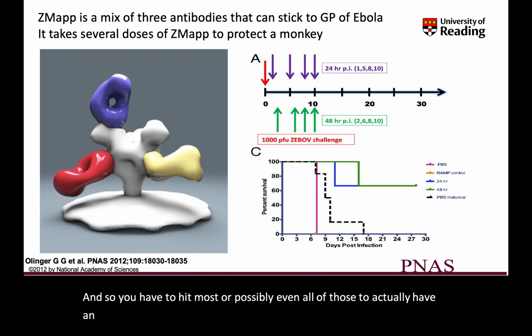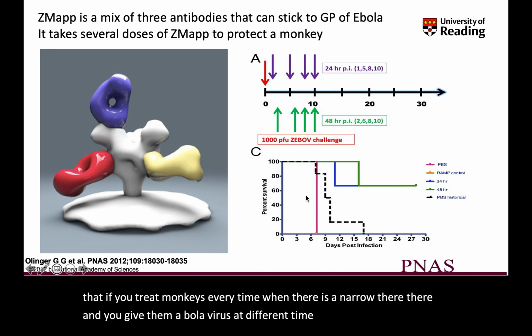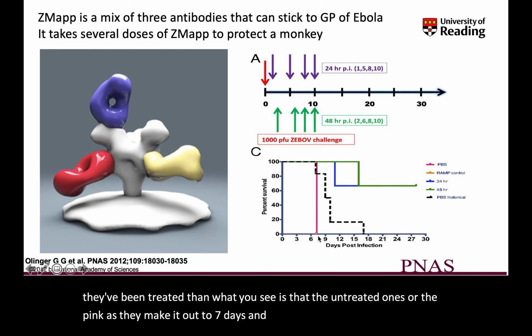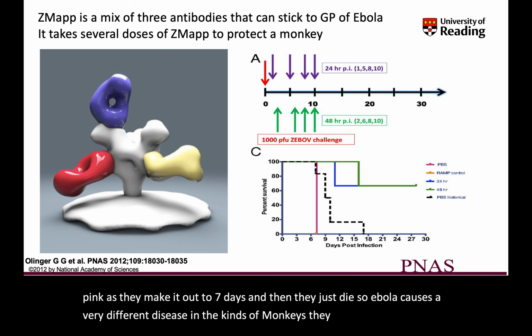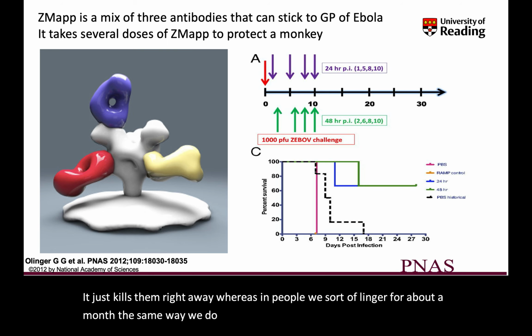So they tried treating monkeys with this, and what they found was that if you treat monkeys every time there is an arrow, and you give them Ebola virus at different time points, but always after they've been treated, then what you see is that the untreated ones are the pink, and so they make it out to 7 days and then they just die. So Ebola causes a very different disease in the kinds of monkeys they were using for this study. It just kills them right away, whereas in people we sort of linger for about a month. The same way we do with the novel coronavirus, and with a lot of viruses for that matter.